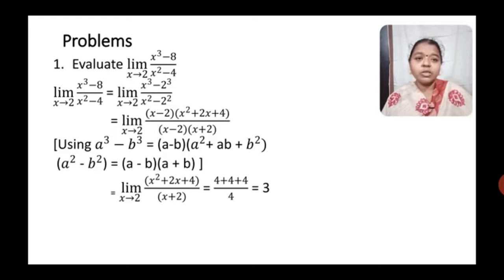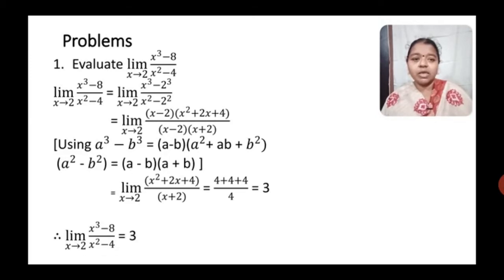Now 0 by 0 form is transformed to a form where we will not get 0 as the answer. Now we substitute x is equal to 2 in both numerator and denominator. When we do that, we get 12 by 4, which is equal to 3. So the answer for this particular problem is equal to 3. Now let's see our next problem.